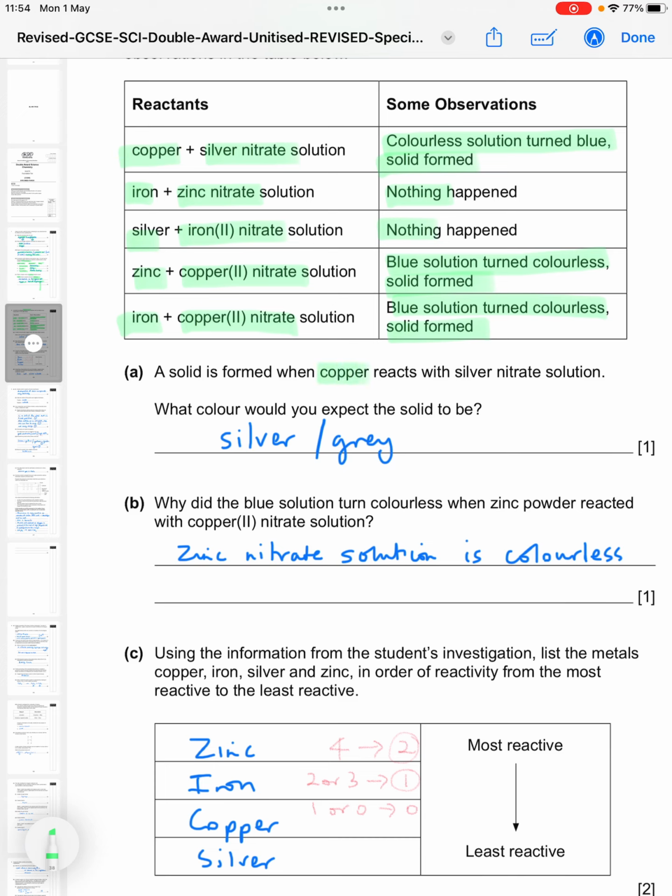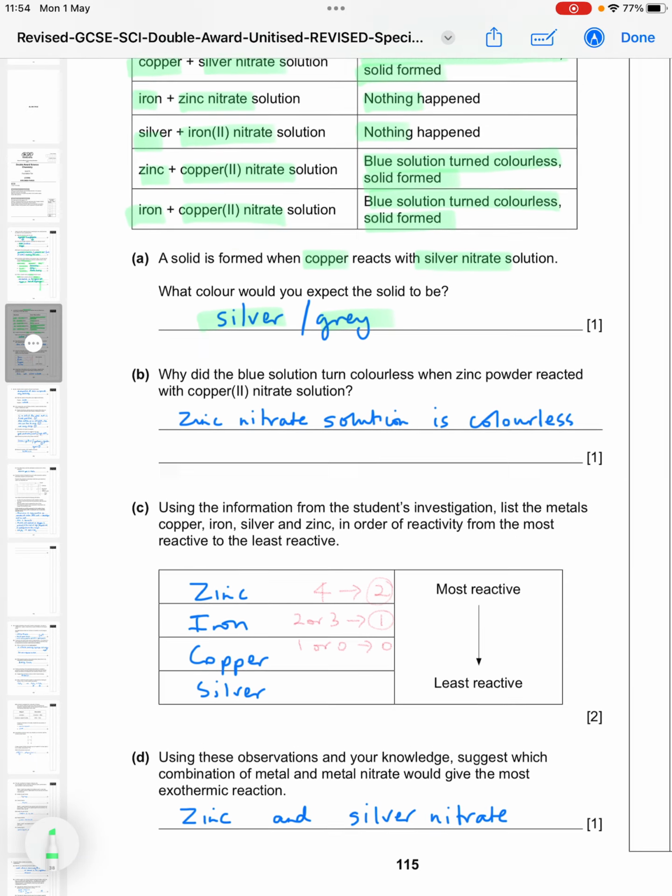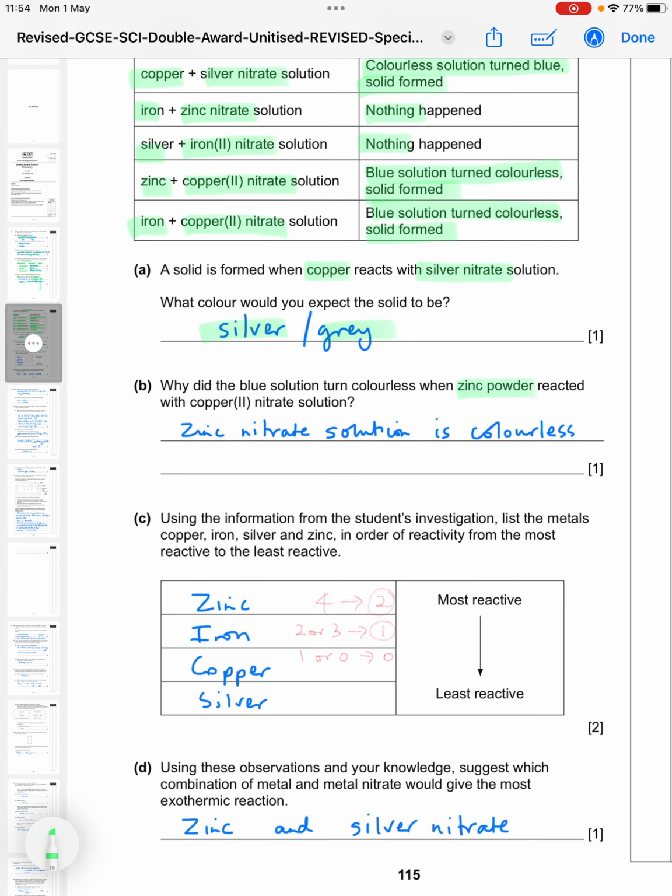So a solid is formed when copper reacts with silver nitrate solution. What colour would you expect the solid to be? So copper is more reactive than silver, so it's going to push the silver out, it's going to displace it, so it will be a silver or grey colour.